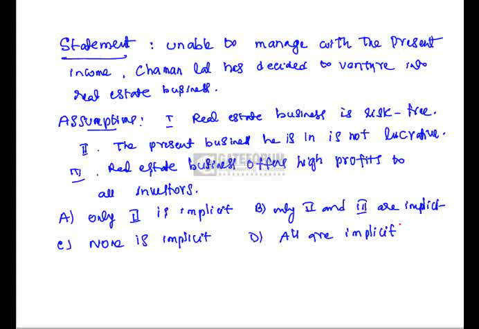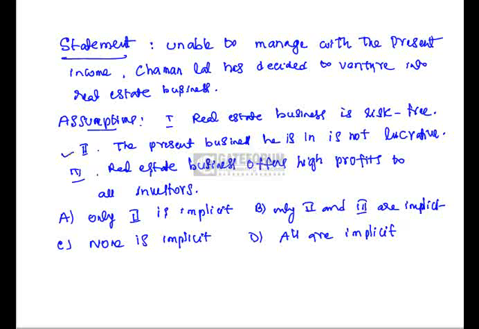Now, in this case, assumption, you must understand one thing. Assumption is something which indirectly supports the conclusion. That is, if you say no to assumption, the statement should become meaningless. So, that is the fundamental thing you should note here. Now, why is this man unable to manage the present income? That means the business he is in may not be profitable. So, the second statement is a probable one.